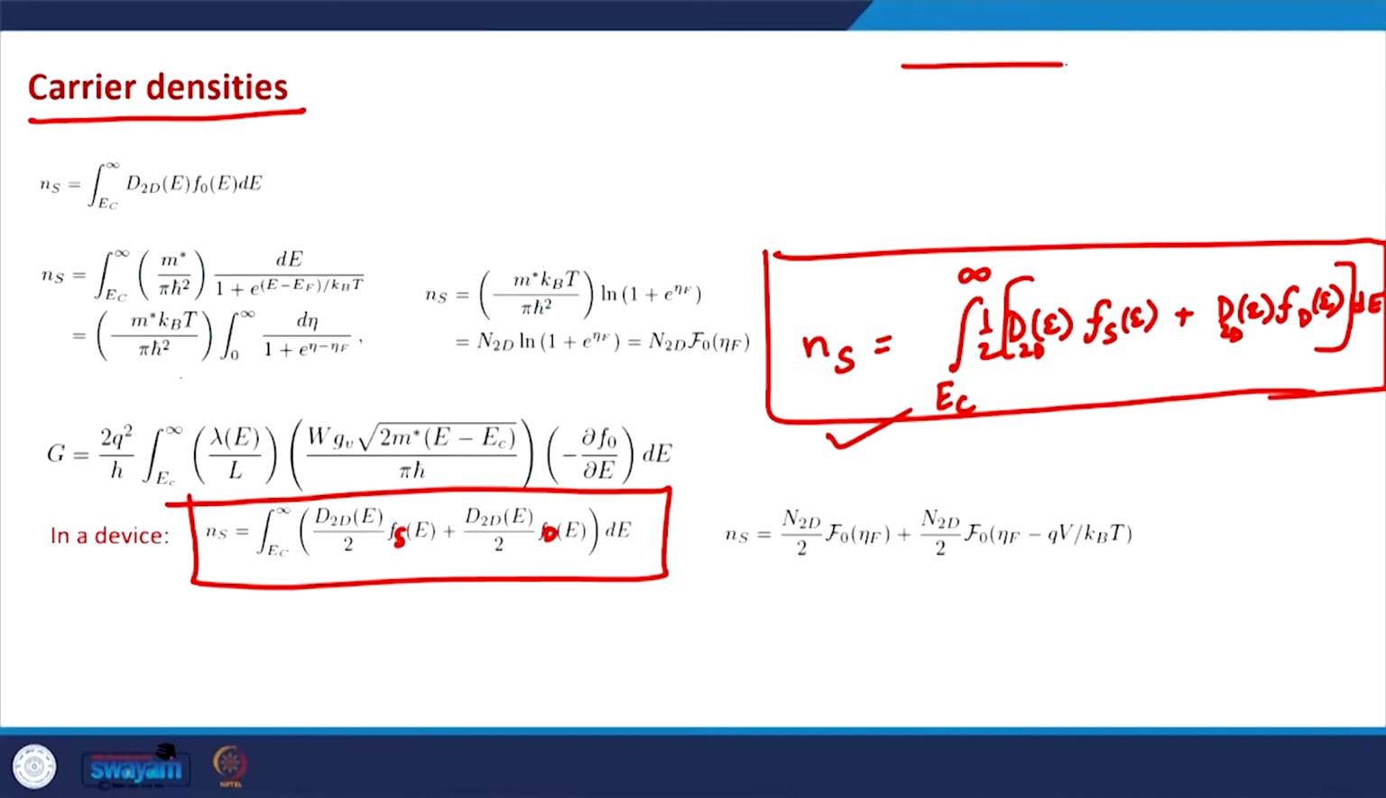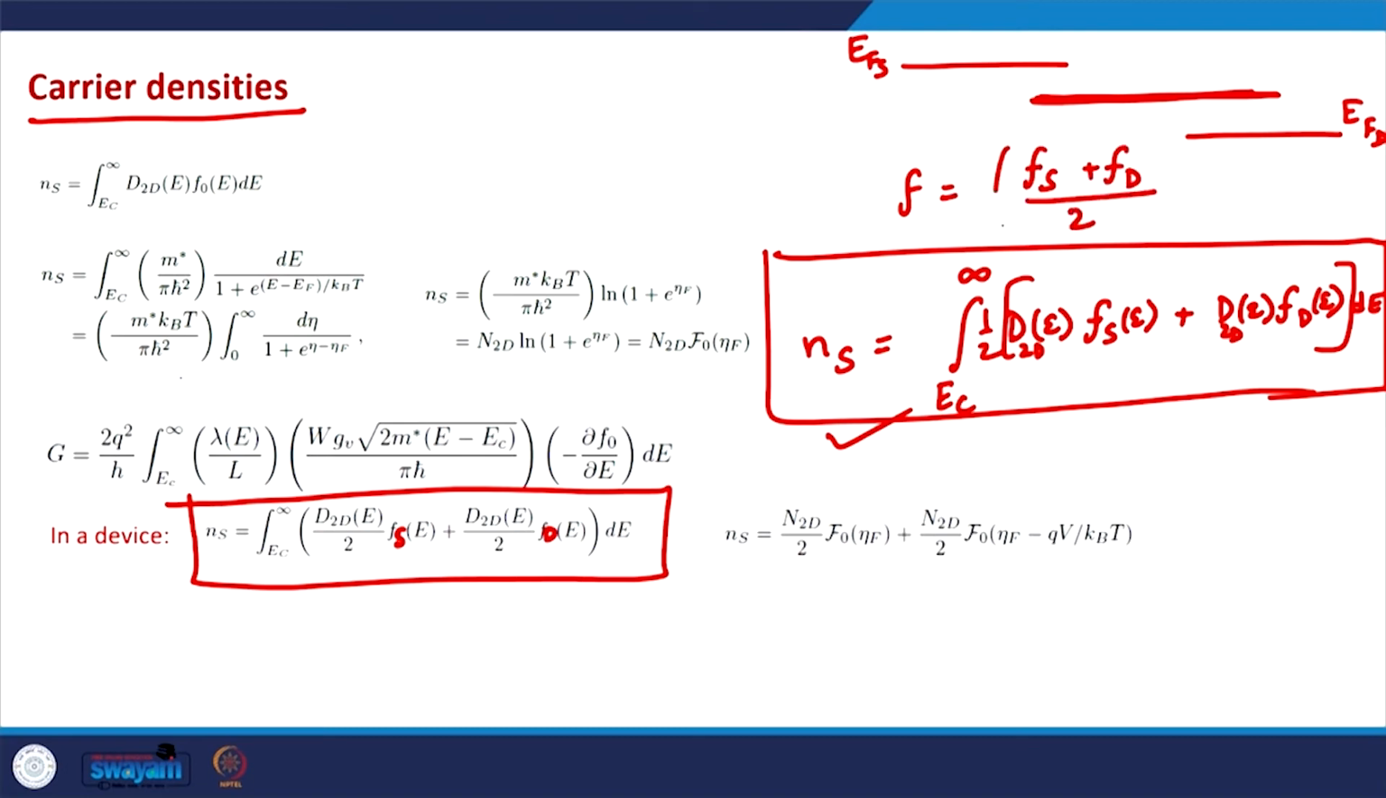And in steady state, the channel can be assumed to be filled up to the halfway of the two Fermi levels. So, for example, if the source Fermi level EFS is here, the drain Fermi level is here, it can be assumed that in steady state the channel Fermi function will be in the midway of the two Fermi levels, or the channel Fermi function can be assumed to be the average of the source and the drain Fermi functions. So, this f of the channel can be assumed to be (Fs plus Fd) by 2.